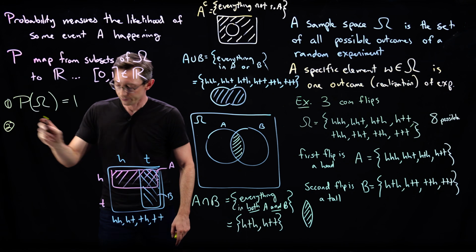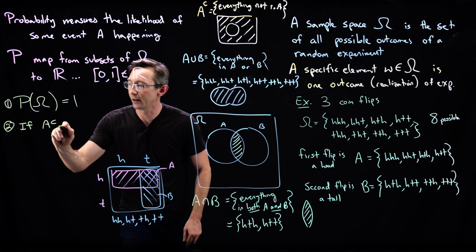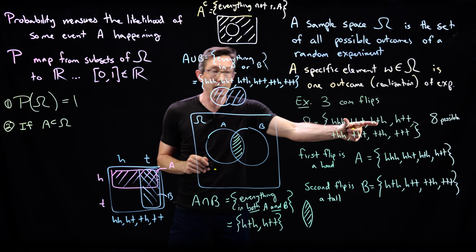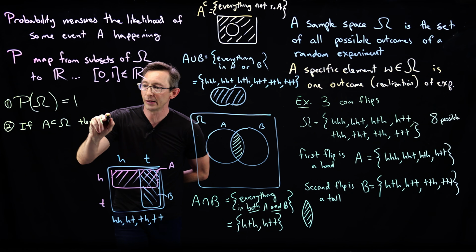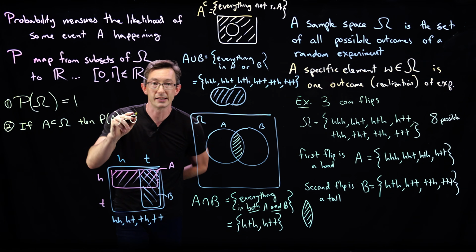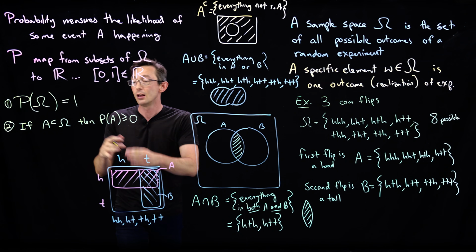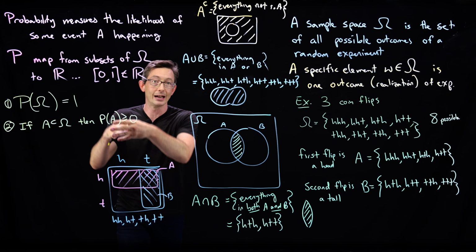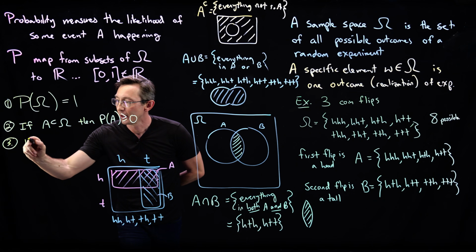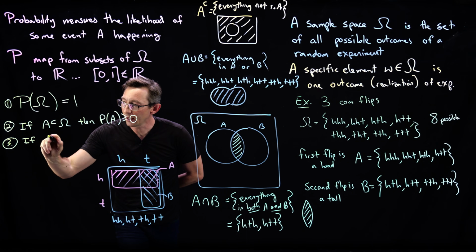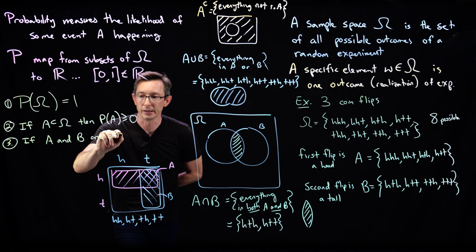Property 2 is that if A is a subset of omega, then the probability of A is greater than or equal to 0. There is some chance that A will happen. There is some chance it could be 0, but if A is a subset, then it has a probability. And 3, the third property, if A and B are disjoint.